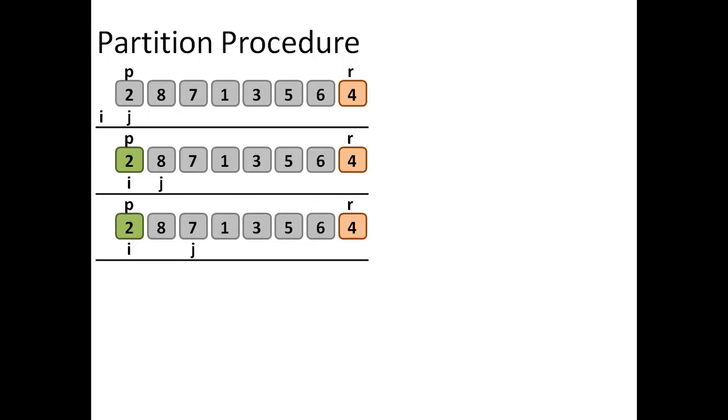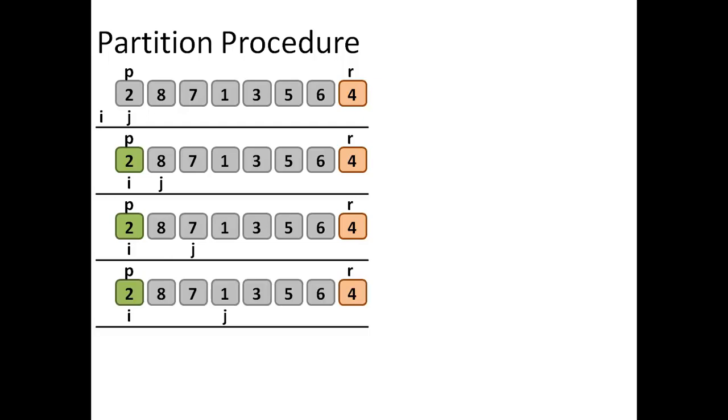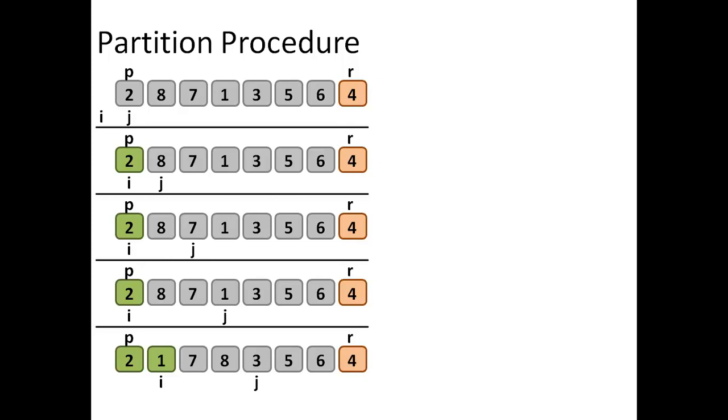Now we have reached the element 7. Again, 7 is not less than 4. So, increase the value of J, and now we have reached the element 1. Since 1 is less than 4, we have to increase the value of I by 1, and then we have to swap A[I] with A[J]. That is, we have to swap 8 and 1. So we have swapped 8 with 1. Also, the loop variable J will also get increased by 1.